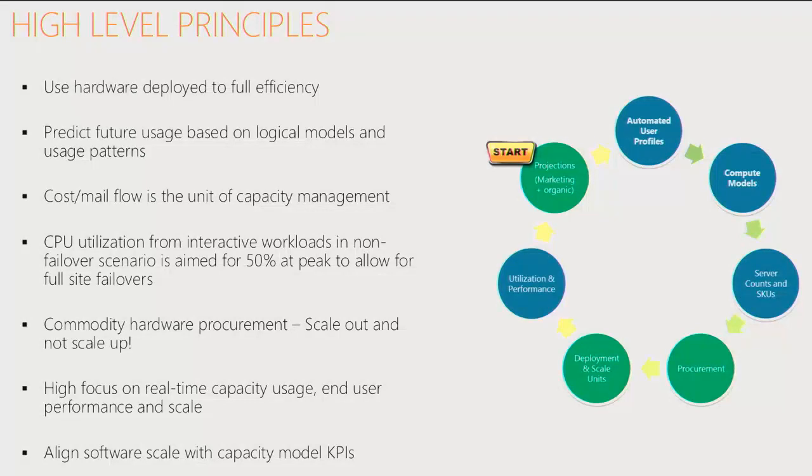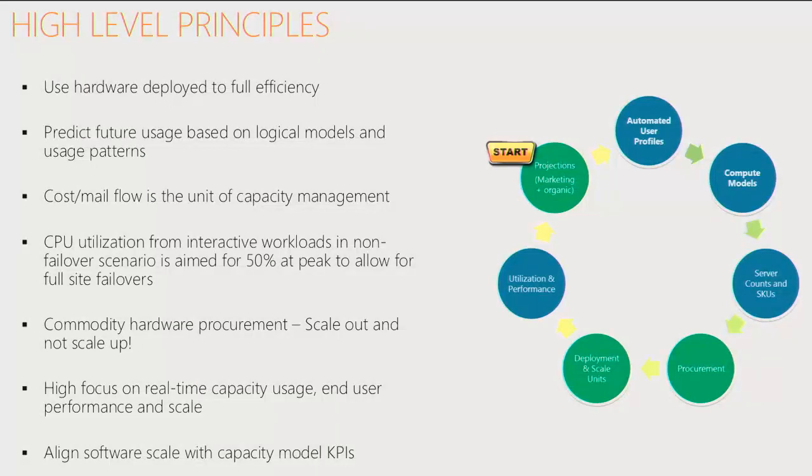The other thing which we do is CPU utilization from interactive workloads. In a non-failover scenario, when we don't have any single-site or double-site failovers, we try to keep it at 50%, and in failover scenarios, we take it to a little over 80% to allow for site failovers. This model gives us a buffer in our hardware capacity so that we don't have to juggle the moment a site failover happens. It's built into our capacity modeling.